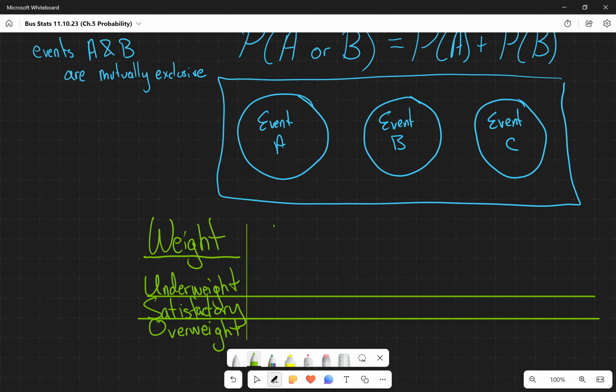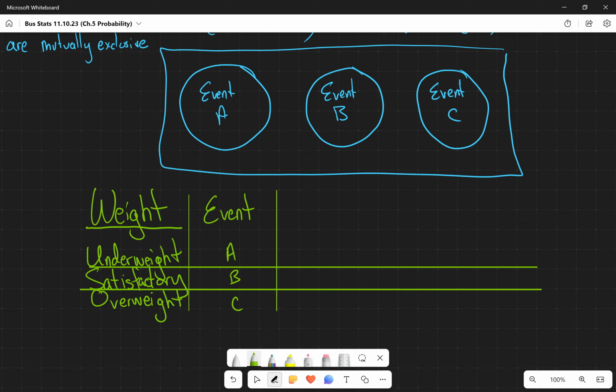And each one of these weights happening is an event. And so we would say this is event A, B, and C. We're just randomly assigning letters to the situations that are happening, right? If it's underweight, we're going to call that an event A happening. If it's satisfactory weight, event B. If it's overweight, event C.